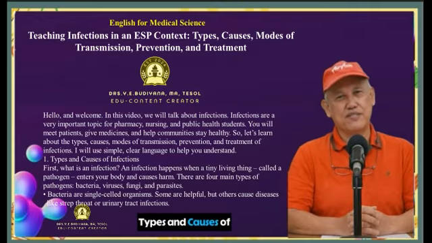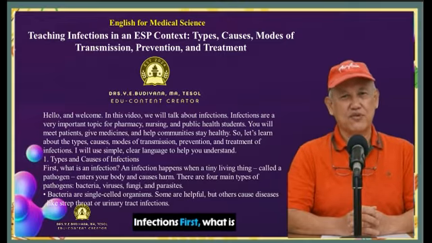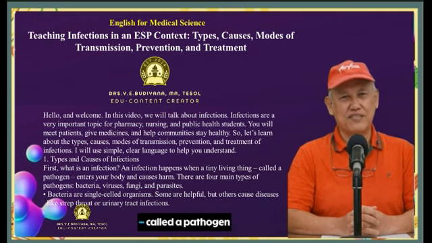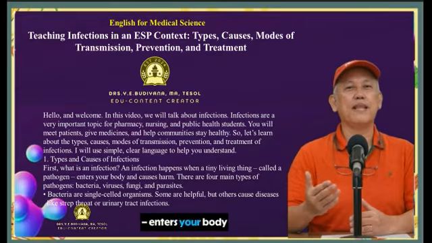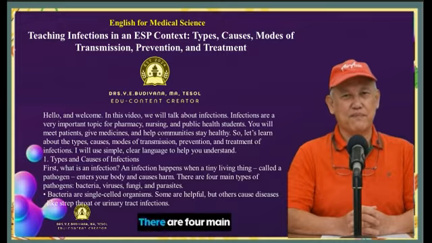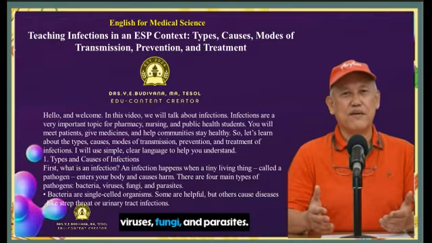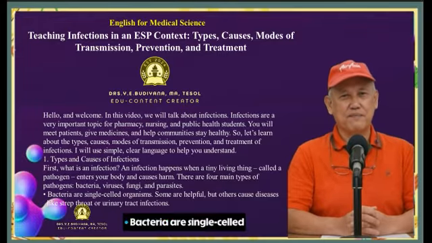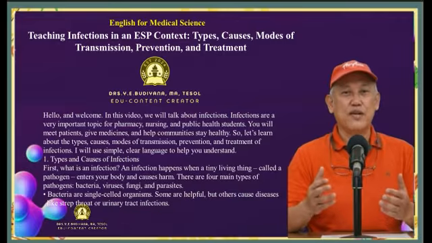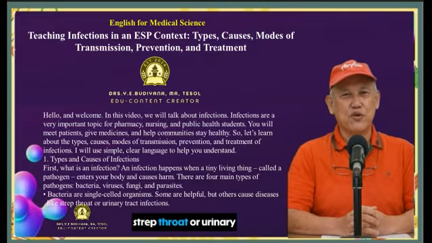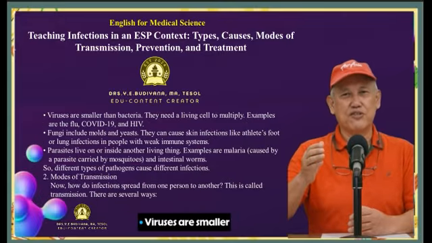1. Types and causes of infections. First, what is an infection? An infection happens when a tiny living thing, called a pathogen, enters your body and causes harm. There are 4 main types of pathogens: bacteria, viruses, fungi, and parasites. Bacteria are single-celled organisms. Some are helpful, but others cause diseases like strep throat or urinary tract infections.